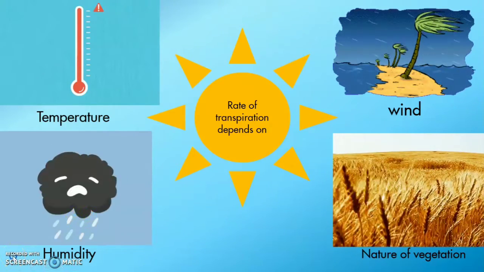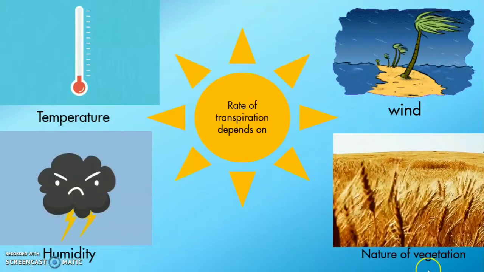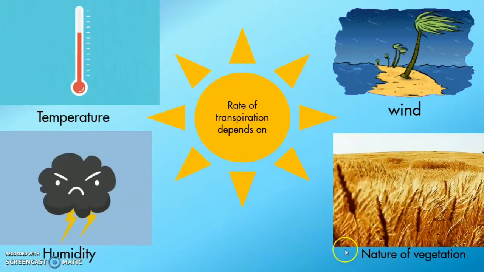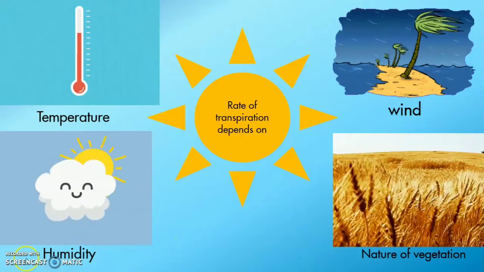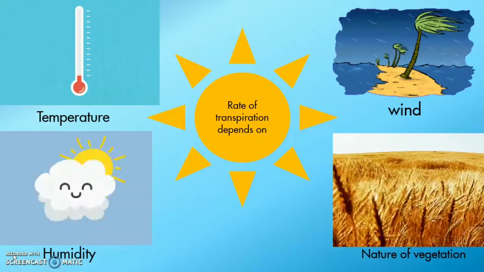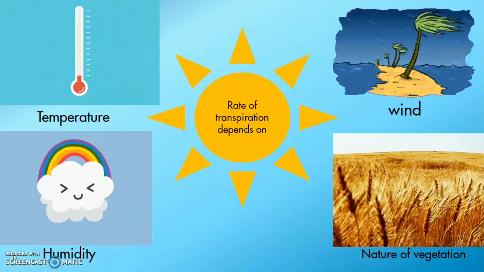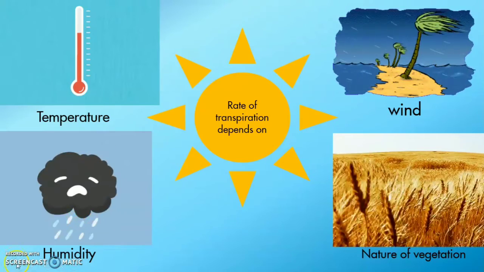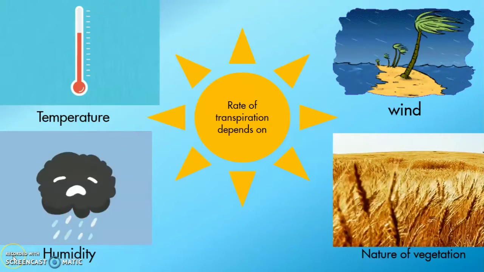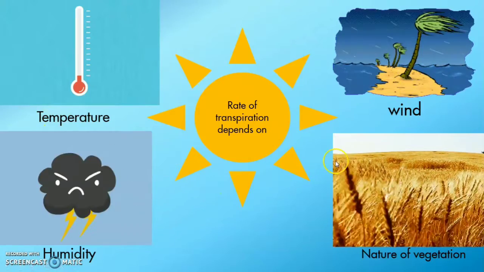Is it clear, children? The next factor which affects the rate of transpiration is nature of vegetation. Children, if the surface area of the vegetation is large, then there is more transpiration. And if the surface area is less, then there is less transpiration. So, transpiration and nature of vegetation are proportional to each other. So, children, the rate of transpiration depends on temperature, wind, humidity, and nature of vegetation.